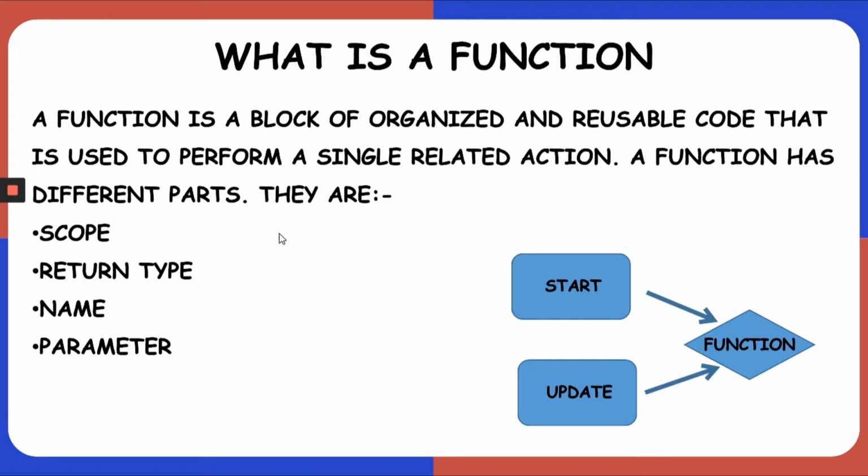So first of all, what's a function? A function is a block of organized and reusable code that is used to perform a single related action. A function has different parts. They are the scope, the return type, the name, and the parameter. So over here you can see the diagram. This is a function that has been created, and we can use this function both in the start function and also in the update function.